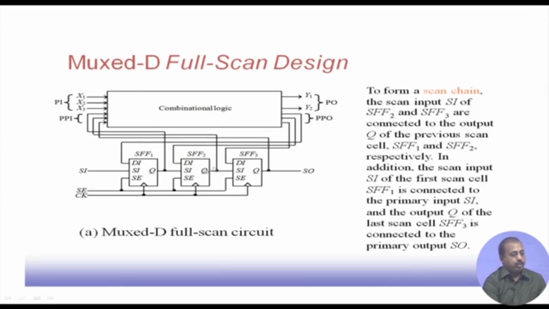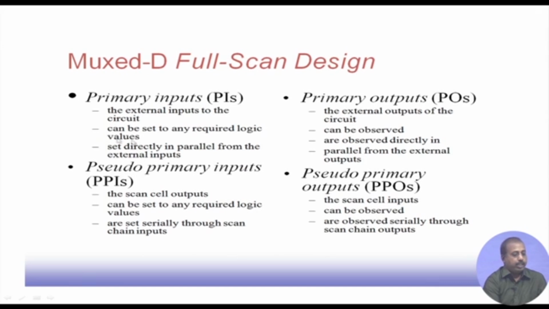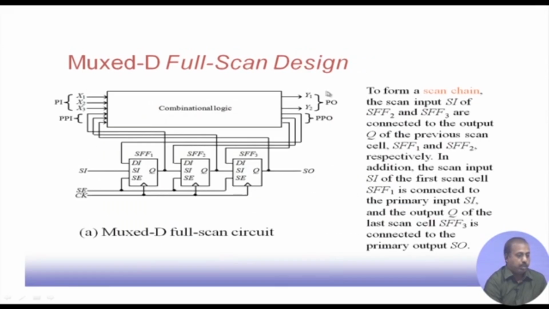So, this PPI setting has to be done via serial shifting. So, that time is necessary. Similarly, primary outputs. These are external outputs of the circuit, they can be observed very easily, directly in parallel from the external outputs. So, anything that is reflected on the PO line is seen directly.